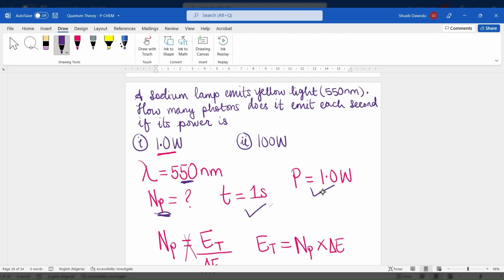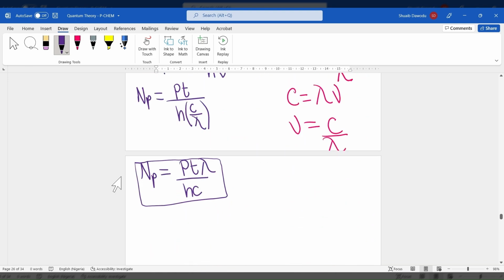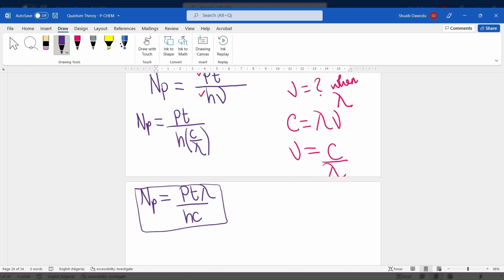So now we have the power, we have the time, we have the wavelength, and we can actually solve the question now. Remember, c is the speed of light. So really we have all that is necessary for us to solve this question. We have the power, the time, the wavelength, Planck's constant, and c. So the value of c, for those of you who don't know, is just 2.998 times 10 raised to the power of 8 meters per second.